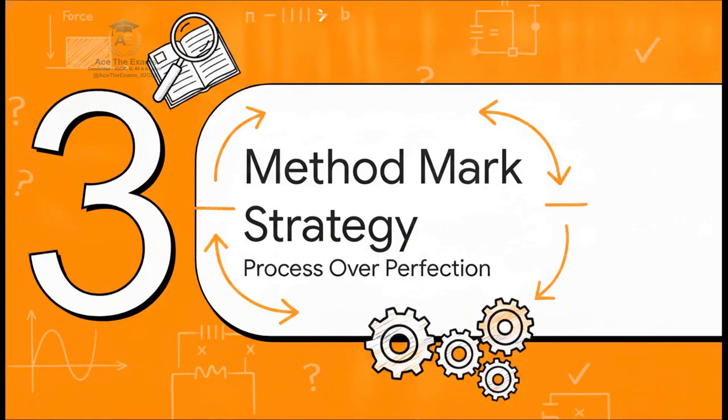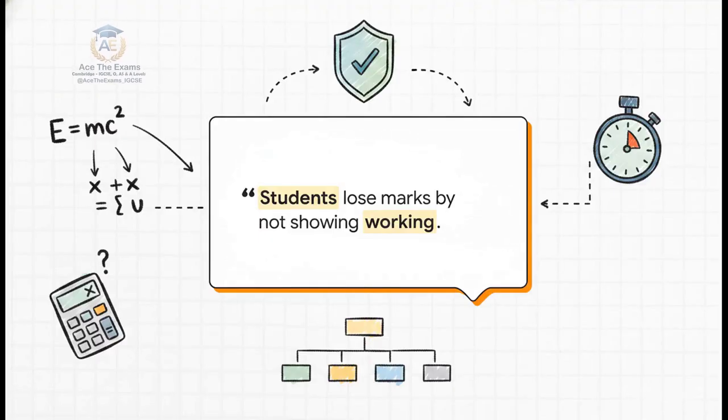Section 3, the method marks strategy, process over perfection. Now, we've derived a massive tactical insight directly from the Cambridge Principal Examiner reports, and I'm telling you, it is a complete game changer for your exam performance. We have a direct, glaring examiner alert here. Listen to this. Students lose marks by not showing working. Even if your final answer is wrong, method marks can save you. I literally cannot emphasize this enough.